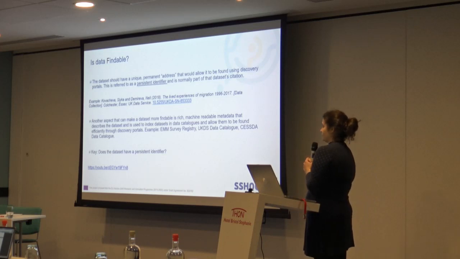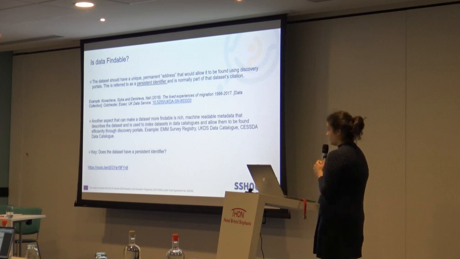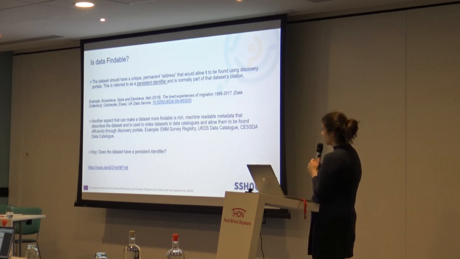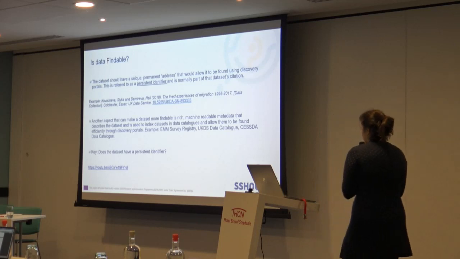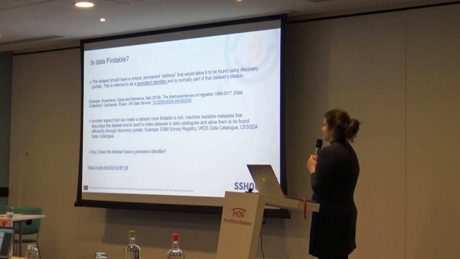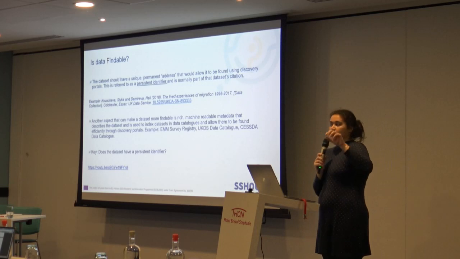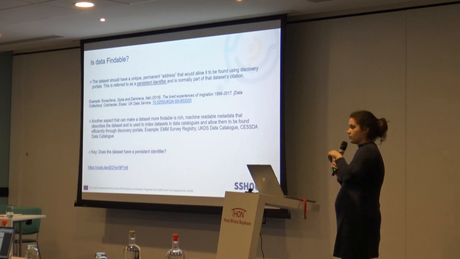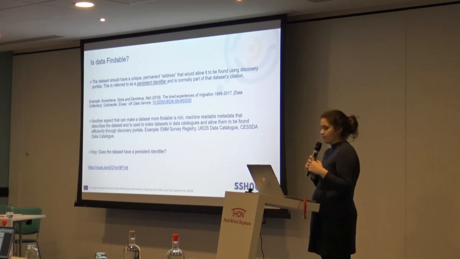So is data findable? Again, the main point here is DOI. The data set should have a unique permanent address, the keyword there being permanent, that would allow it to be found using discovery portals. And it should be part of the dataset citation. So when you search for data, you should always look in the data citation: does this have a DOI? And if you're referencing it in your paper, you should also include that DOI. If people want to go and search for this data, they can find it.